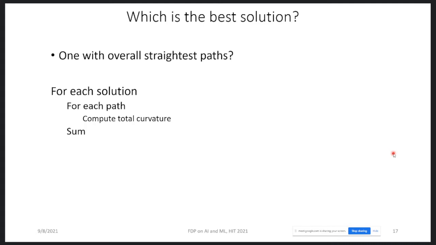So which is the best solution? One with the overall shortest path? Okay. How do you do it? For each solution, for each path, you compute total curvature. I mean to say that there's no definite answer which I can tell that this is right and this will always lead to a correct answer. No, it's not possible. It varies from time to time.